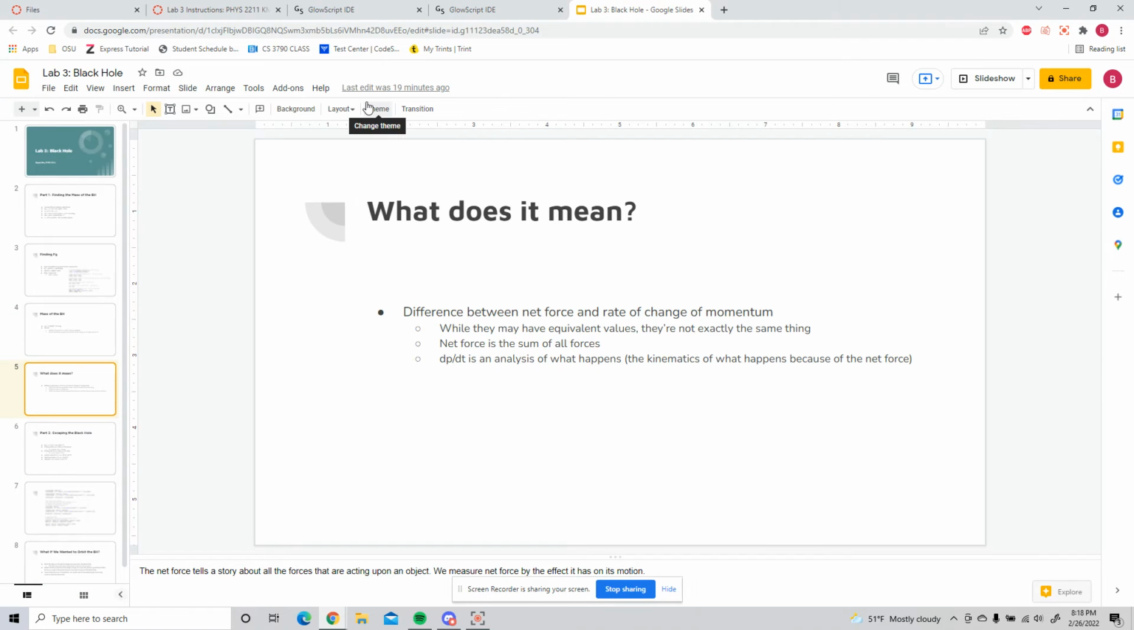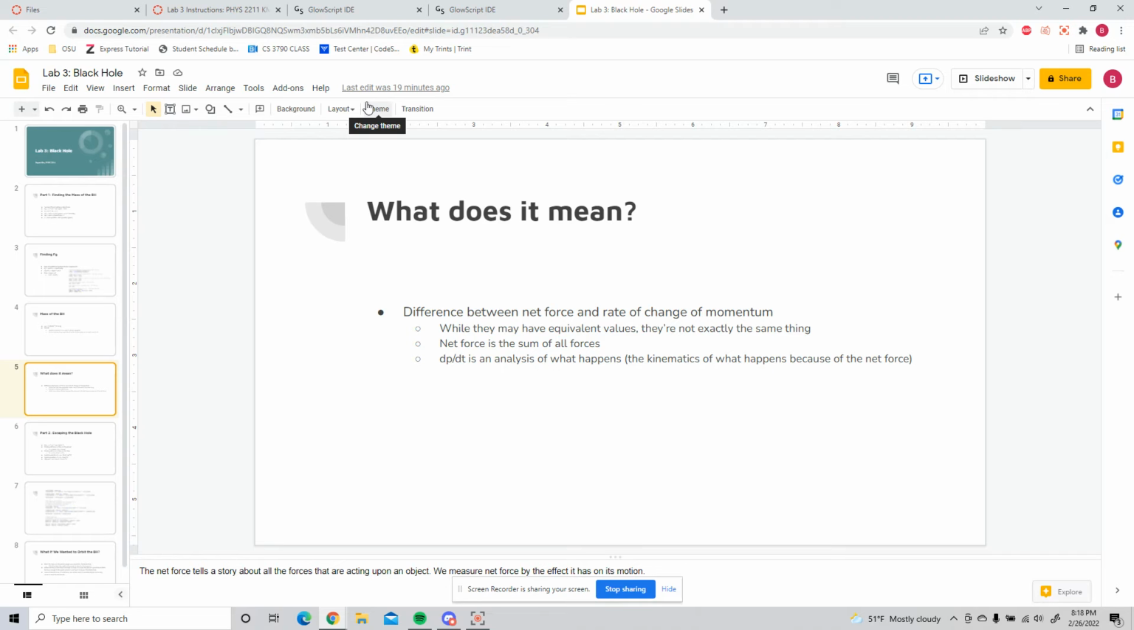What does it mean? I guess the question we ask here is, what is the difference between that force and the rate of change of momentum, aka dp over dt? While they may have equivalent values, F net equal to dp over dt, they're not exactly the same thing, because net force is the sum of all forces. The net force tells a story about all the forces acting upon an object, and we measure that force by the effect it has on an object's motion.